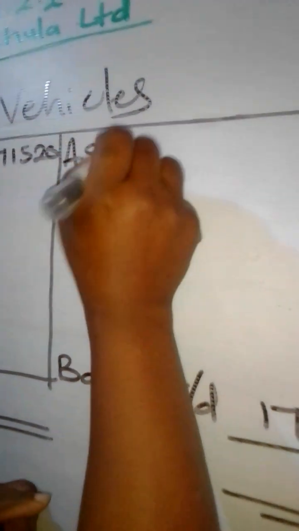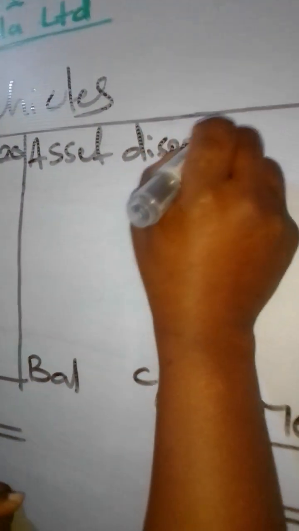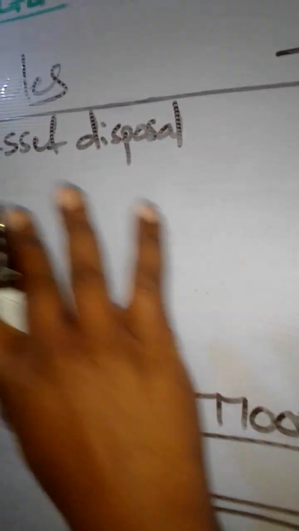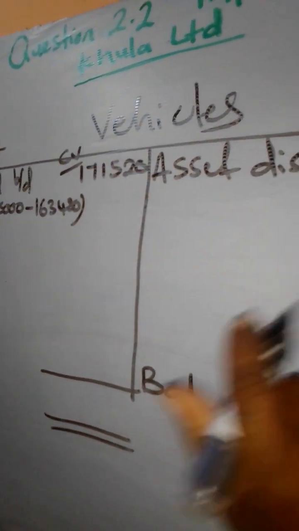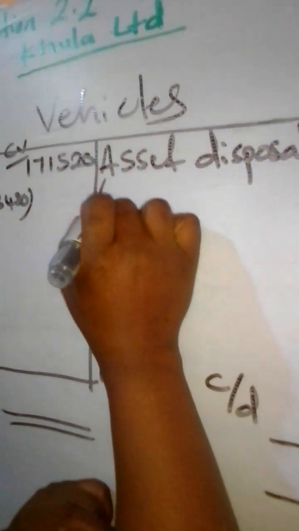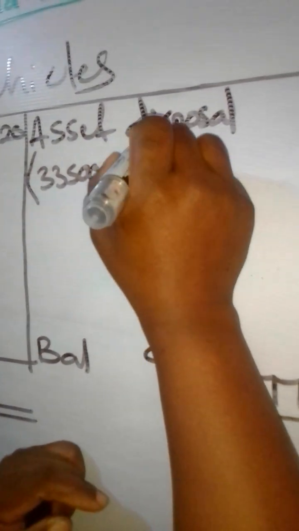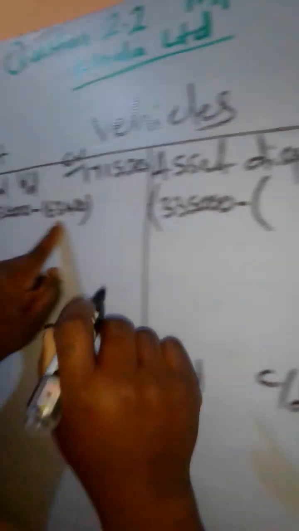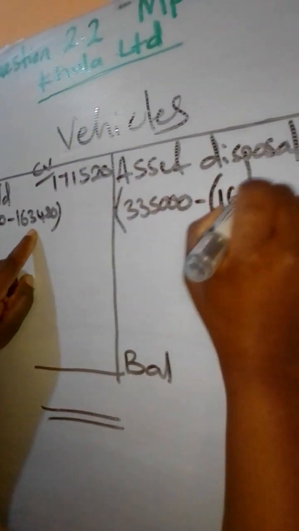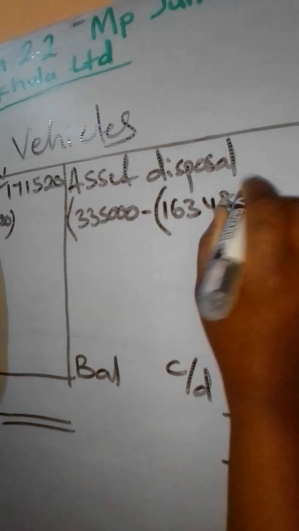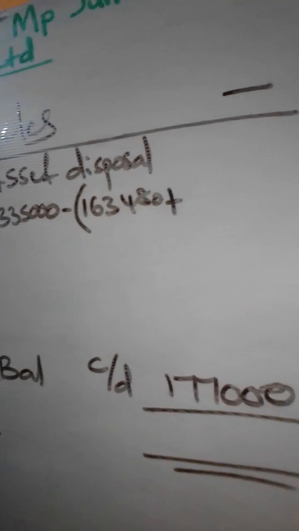Here we are told that a vehicle was sold. So we have got an asset disposal here. Asset disposal. And remember what I said, we are going to record at its carrying value. We want to know after all the accumulated depreciation, how much was the carrying value at the time that the asset was sold. We know that at the beginning the asset is 335,000. We are going to say minus the accumulated depreciation at the beginning, 163,480, plus the depreciation for the current year, which we are supposed to calculate.